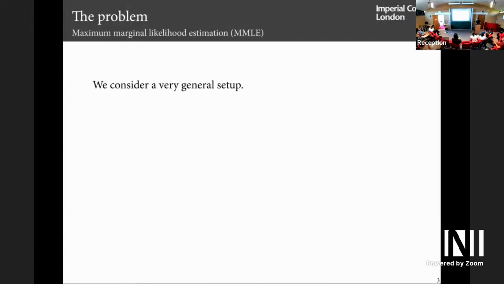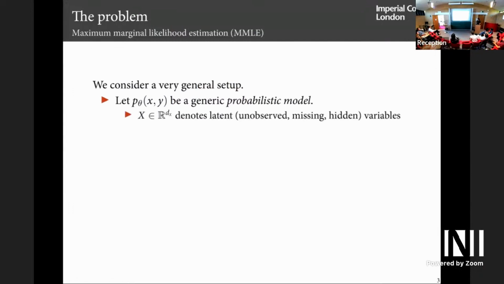Okay, so we consider a very general setup here, a bit like what Marcelo explained yesterday. We have a joint probabilistic model. Let's start from x. x denotes the latent variables, the things that we will not observe. The space is always R^{d_x}, R^{d_theta}, whatever, nothing fancy. We have a parameter that's called theta.